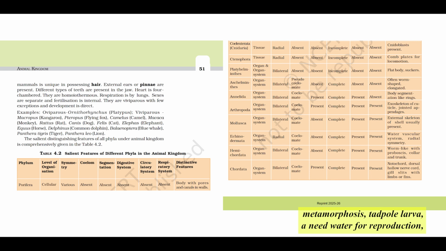tadpole larva. They need water for reproduction. Frogs, salamanders. Reptilia: cornified dry skin with scales or scutes, amniotic egg, lay eggs on land, internal fertilization, 3-chambered heart, usually 4 in crocodiles, poikilothermic. Lizards, snakes, turtles, crocodiles. Aves: feathers, forelimbs modified to wings, pneumatic bones, air sacs, unidirectional respiration, 4-chambered heart, homoiothermic, warm-blooded, beak, no teeth, oviparous, hard-shelled eggs. Birds. Mammalia: mammary glands, milk, hair, pinnae, external ears, heterodont teeth, diaphragm, four-chambered heart, homoiothermic, viviparous mostly, except monotremes. Mammals.